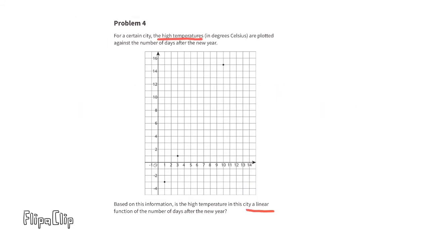Problem number 4. For a certain city, the high temperatures in degrees Celsius are plotted against the number of days after the new year. Based on this information, is the high temperature in this city a linear function of the number of days after the new year? The points are plotted on this graph.